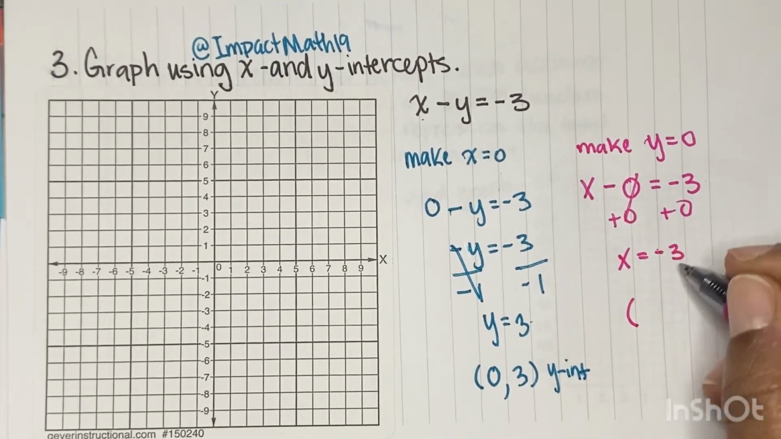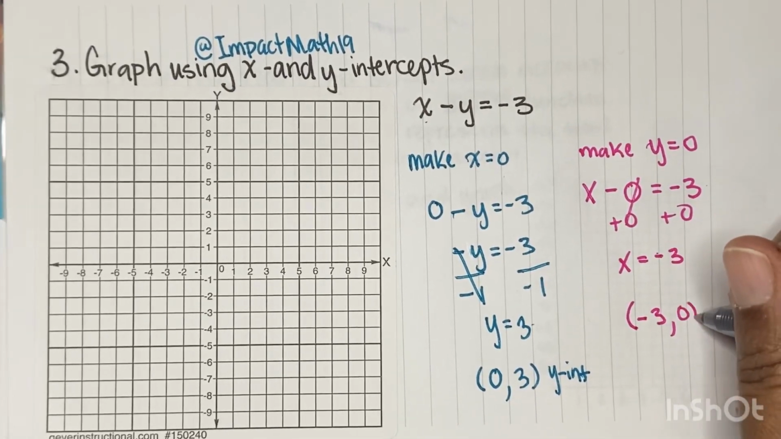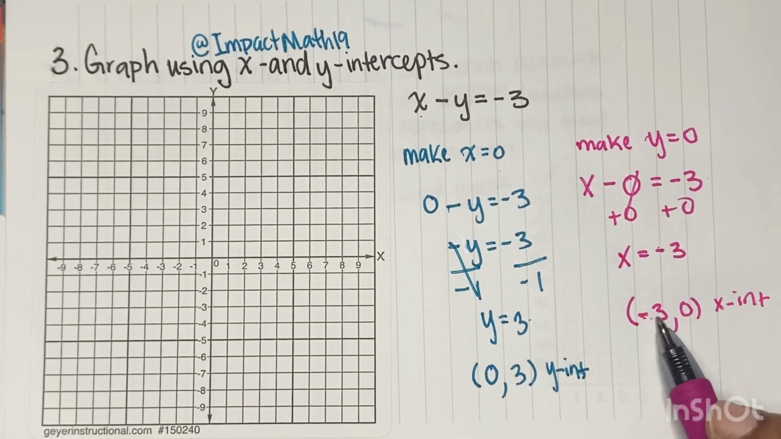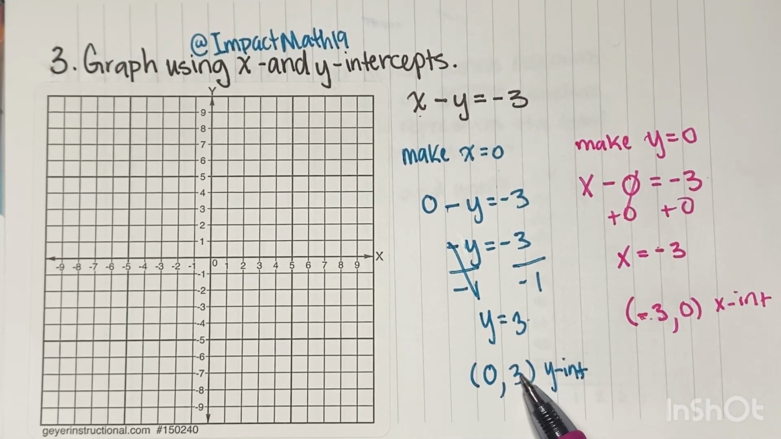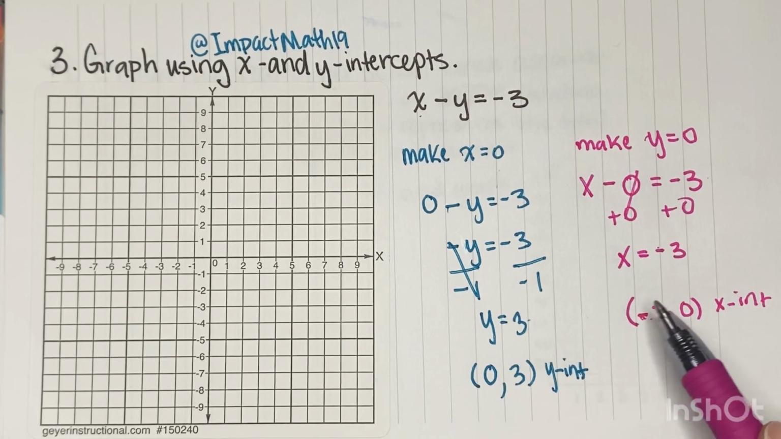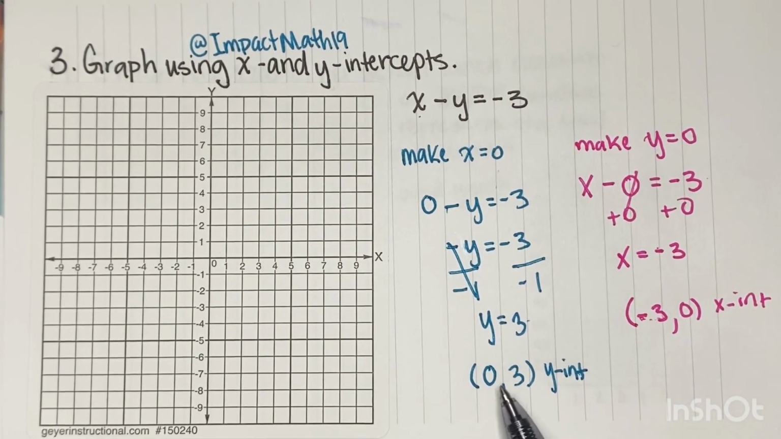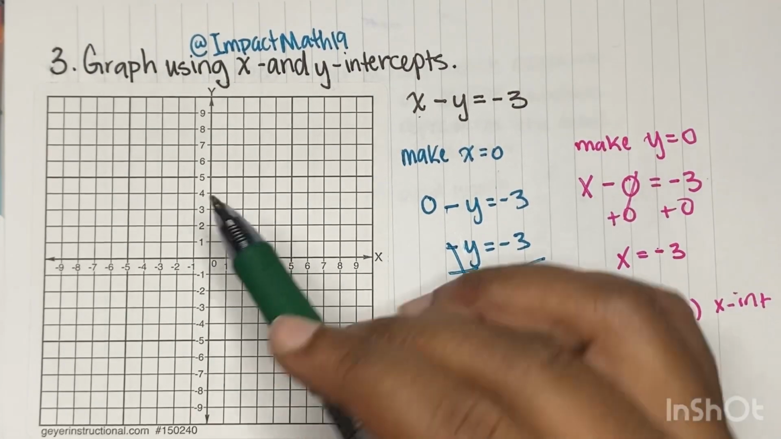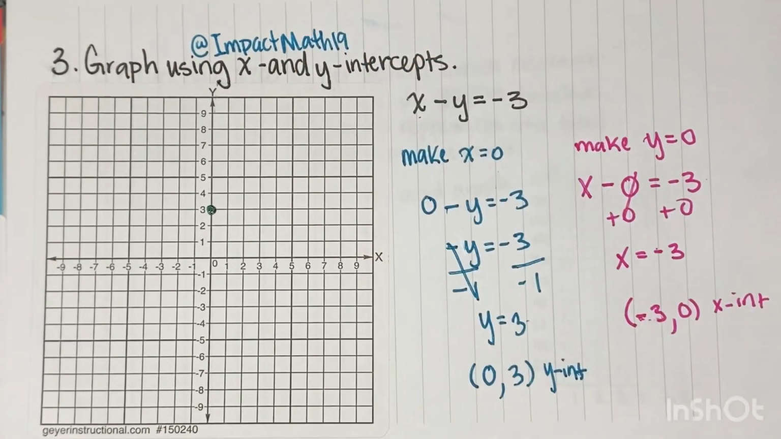So I plug my x is negative 3, my y is 0. And this is my x-intercept because the number is in the x spot. That's why it's an x-intercept. The number here is on the y spot, so that's why it's a y-intercept. And they have to have 0, okay? So let's plot these. So we have 0, 3. So go to 0. Then we're going to go up 3. And that's our y-intercept. See how it lies on the y-axis?